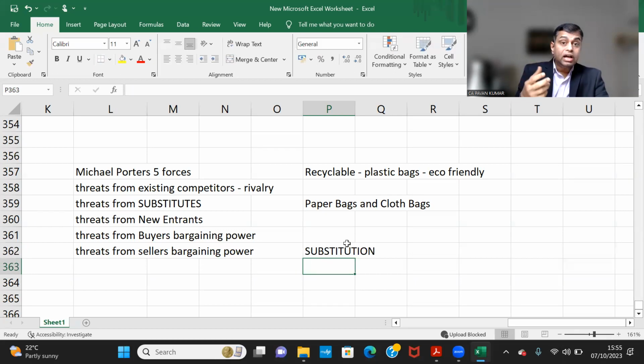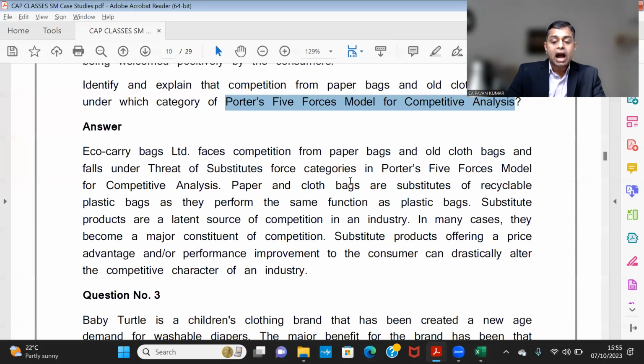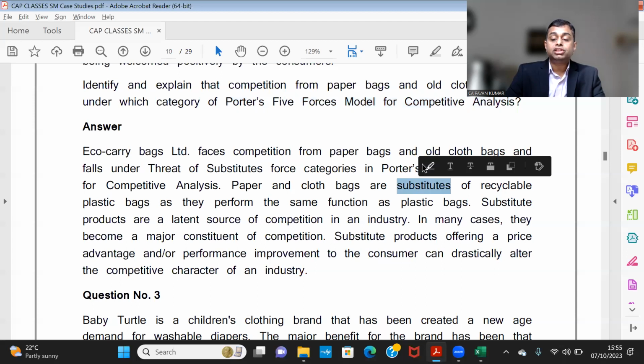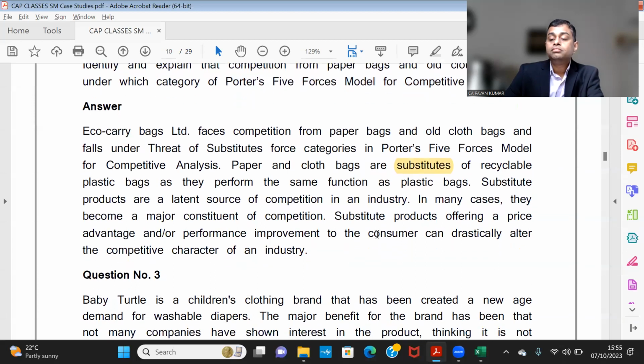So what if customers substitute plastic bags with more eco-friendly cloth bags or jute bags or paper bags? That is the problem. So the problem is about substitution. If you look at the answer, they will write about substitutes. That's all. So read the answer, and type done in the chat box. Once you type done, we'll go to question number 3.